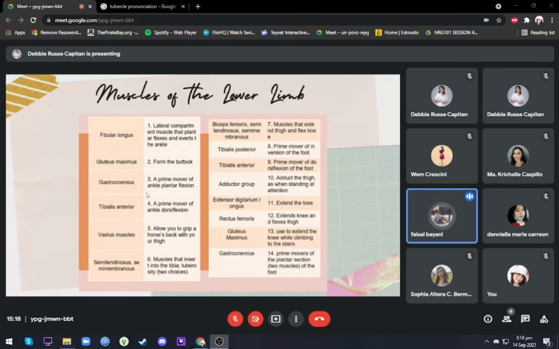Number 10, adduct the thigh as when standing at attention, adductor group. Number 11, extend the toes, extensor digitorum longus. Number 12, extend knee and flexes thigh, rectus femoris. Number 13, used to extend the knee while climbing stairs, gluteus maximus. Number 14, prime mover of the plantar flexion of the foot, gastrocnemius.